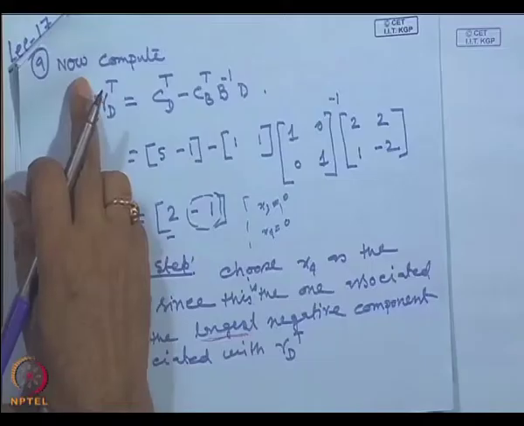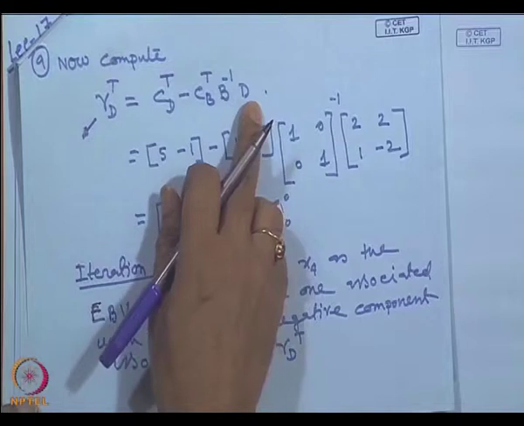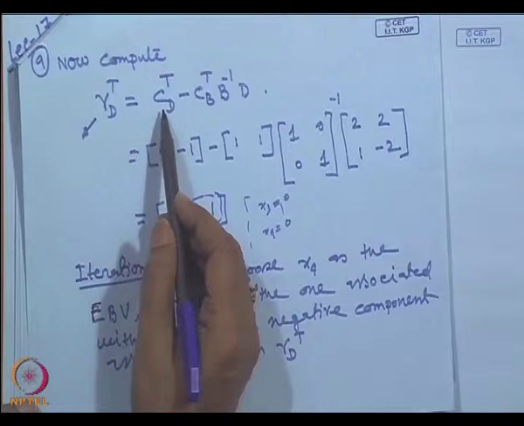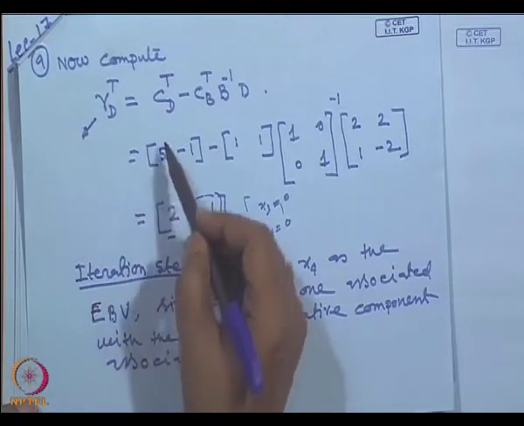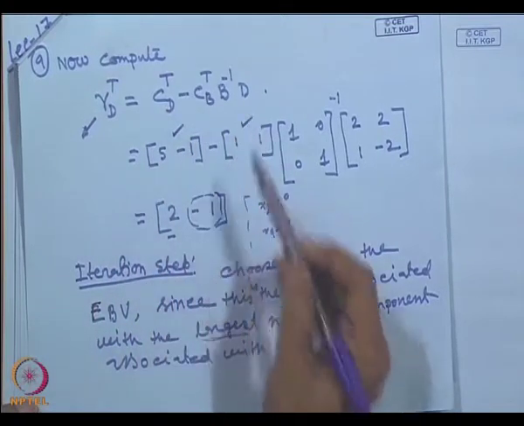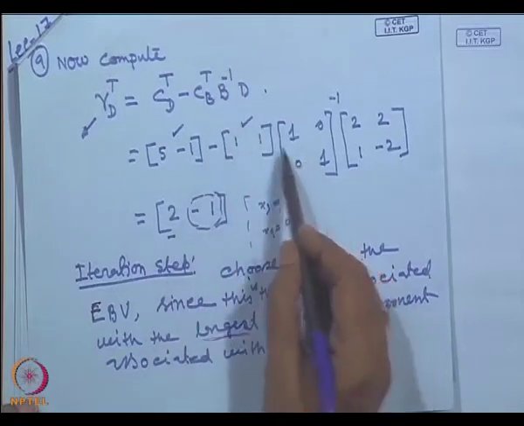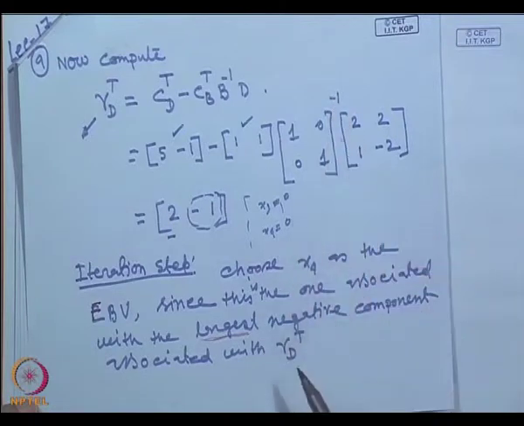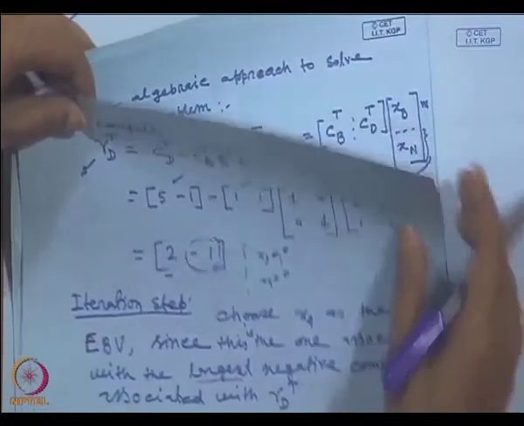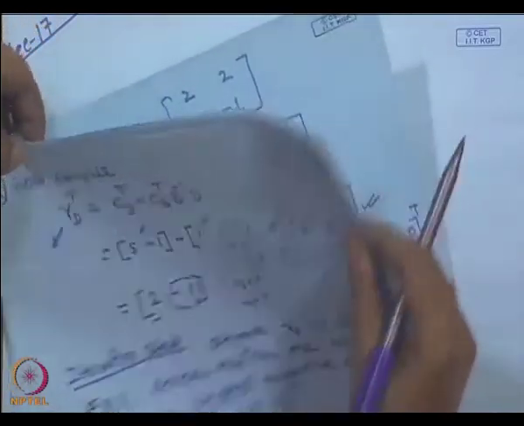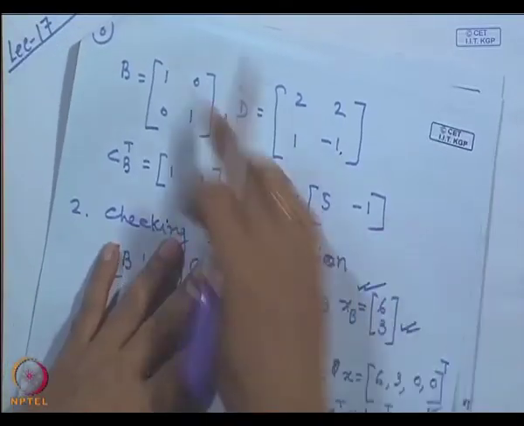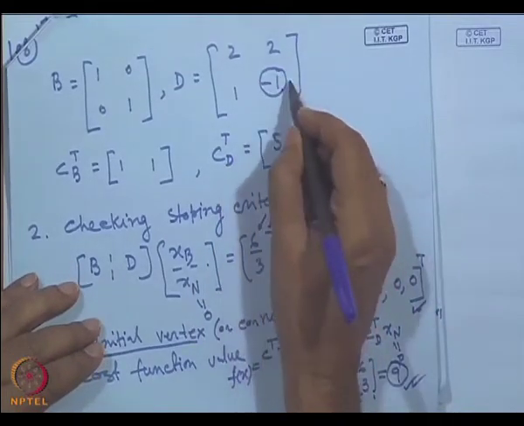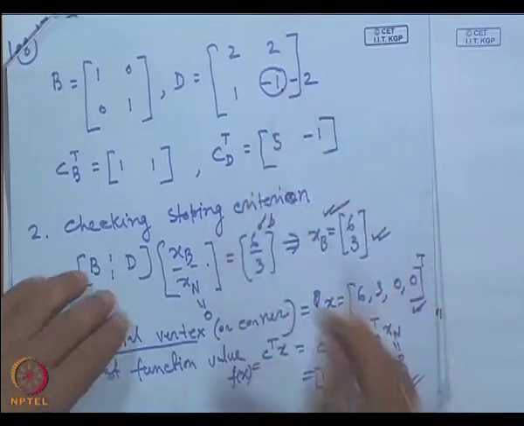That can be tested with this vector which we have derived earlier. You know c_D transpose is this one, c_B transpose is this one, then B inverse is this one, agree? Then D is that one. You see, B is this one and D here, by mistake it is a -2, this one is -2.